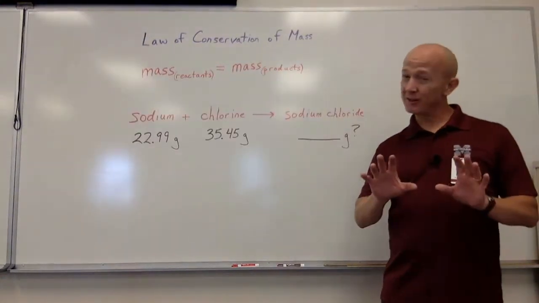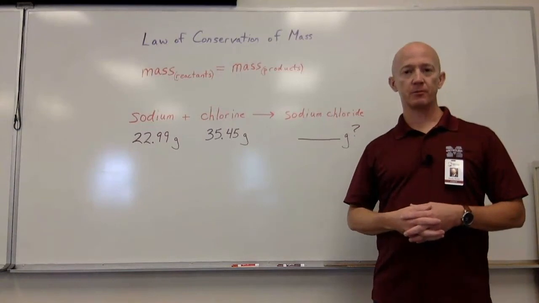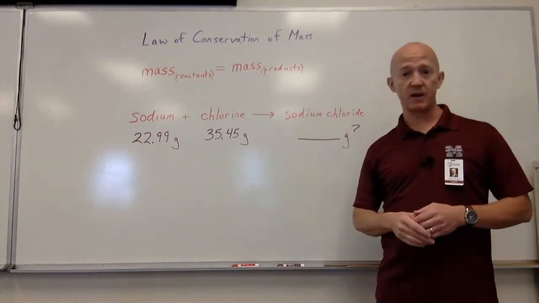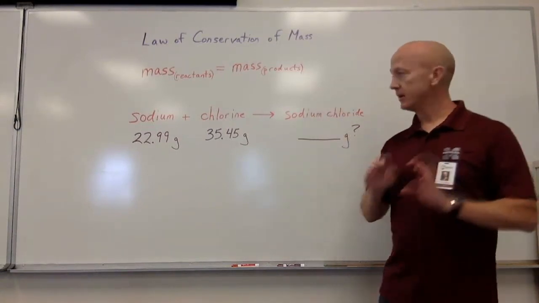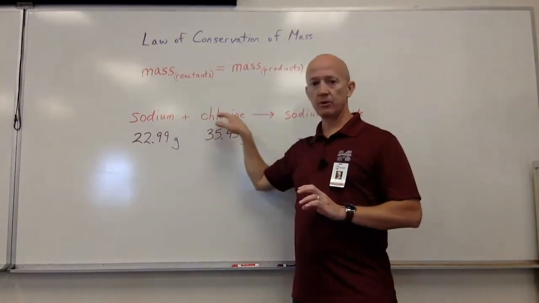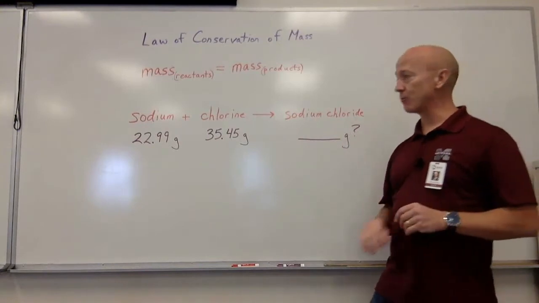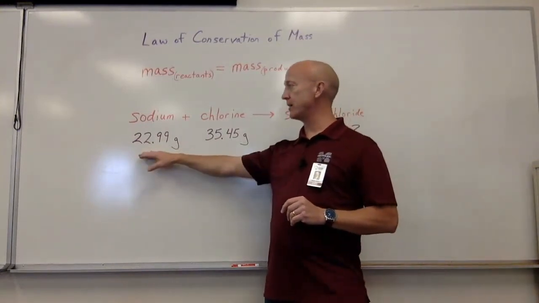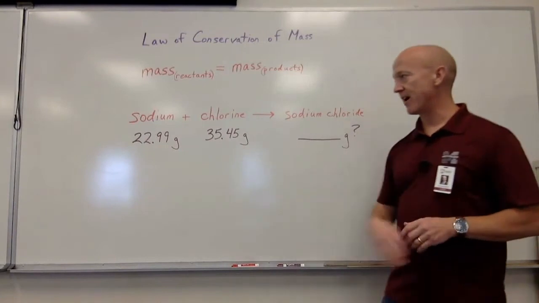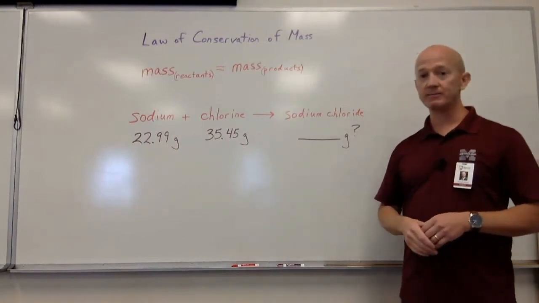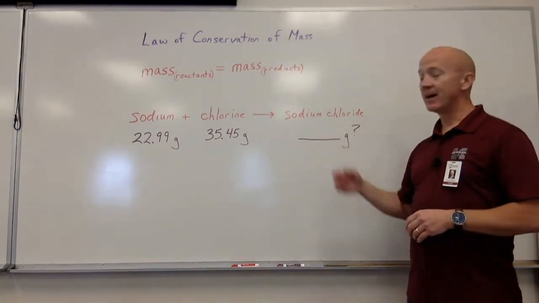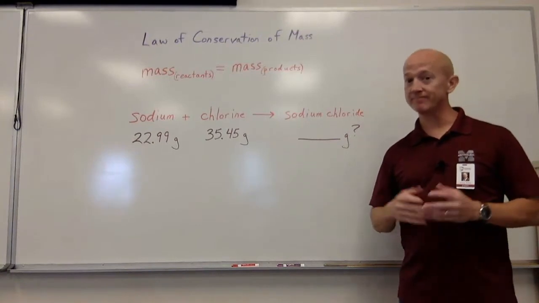Here's a quick and hopefully easy little homework assignment for you, using the law of conservation of mass. Here we go. In the reaction of sodium and chlorine to form sodium chloride, let's say that we start off with 22.99 grams of sodium and 35.45 grams of chlorine. The question is, how much sodium chloride will we have?